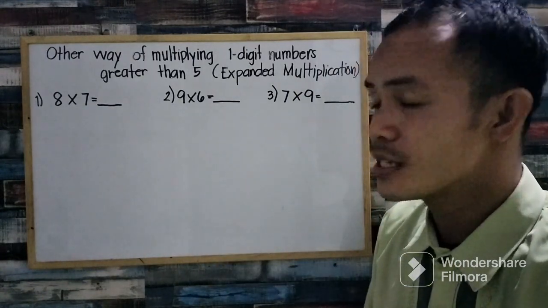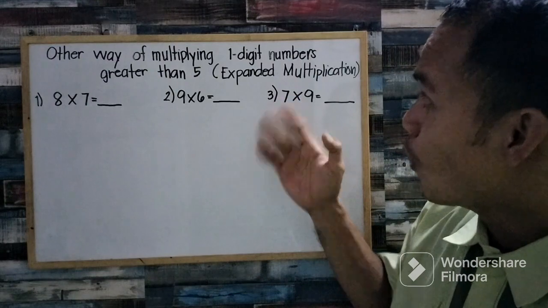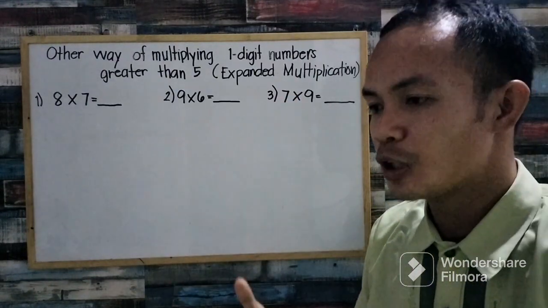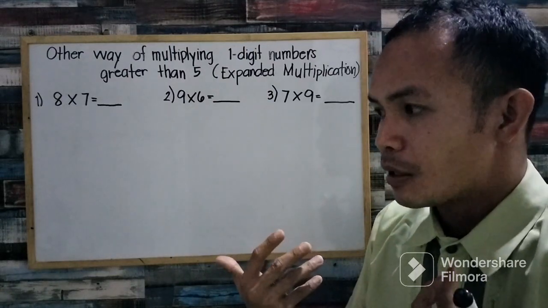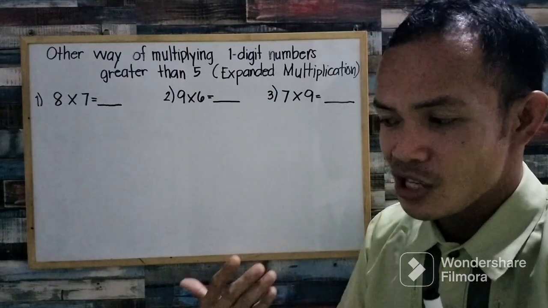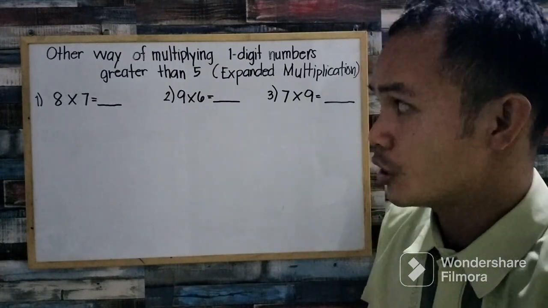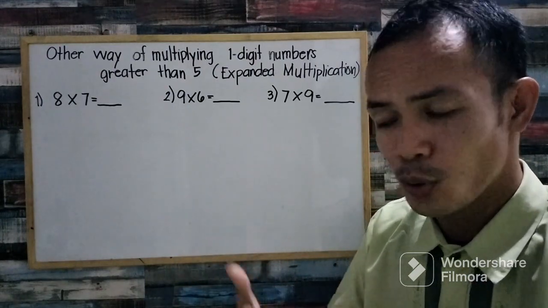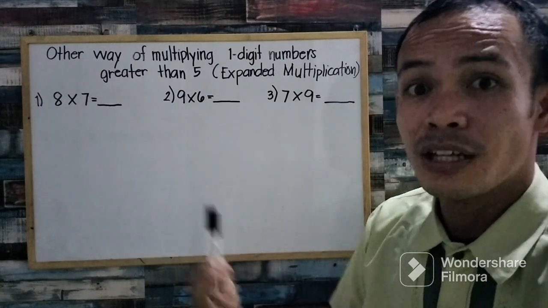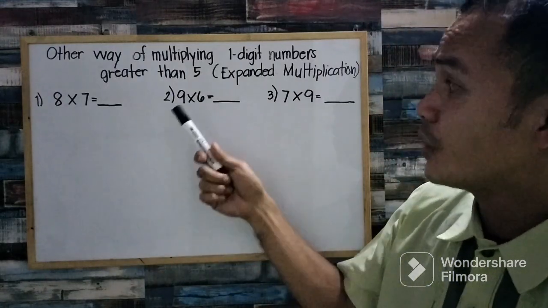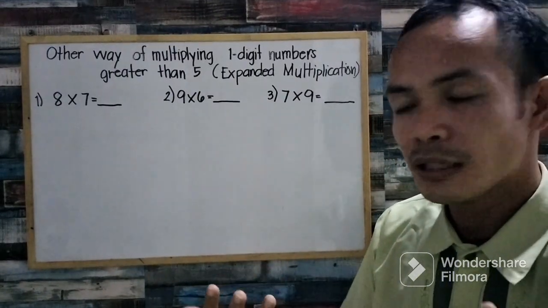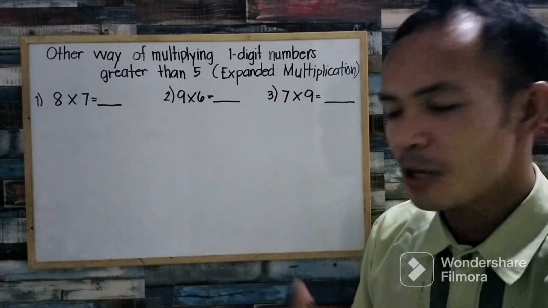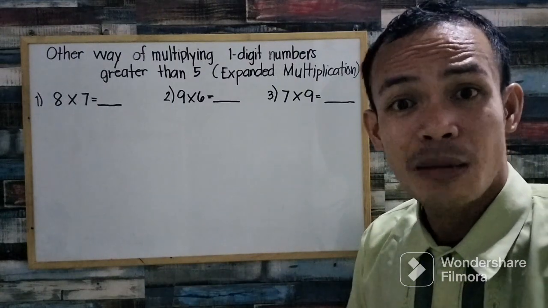So our lesson today is about multiplication of one-digit numbers greater than 5. Ito yung isa pang paraan on how to multiply numbers kasi yung mga bata, lalong-lalo na if you are just learning the multiplication, medyo nahihirapan sila in terms of multiplication of whole numbers or one-digit numbers na greater than 5 like 8 times 7, 9 times 6, and 7 times 9. It will take time for them to get the answer, di ba? Pero in this way, I believe na madali lang matutunan sa bata to.